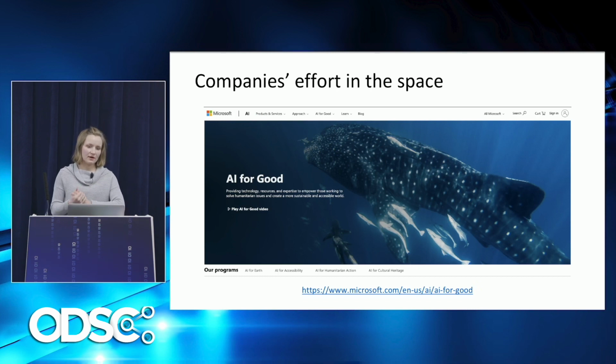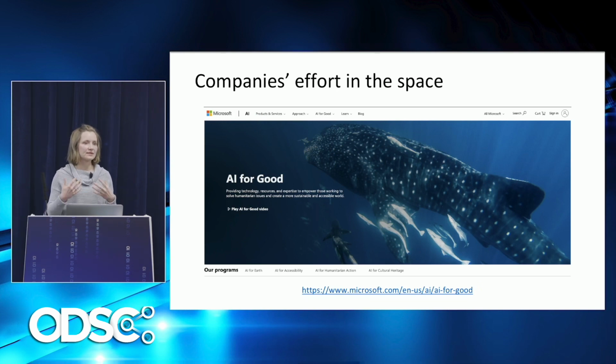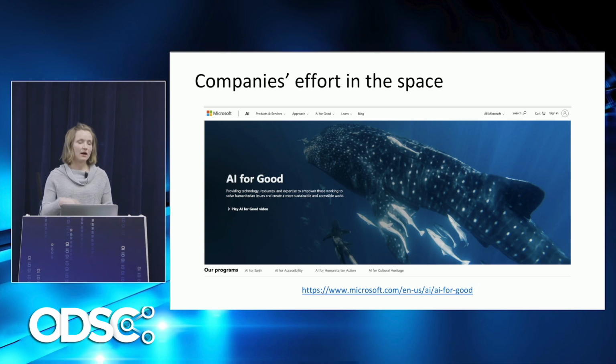Microsoft is also doing a lot of work in the space, and they have the division AI for Good. It has four different programs: AI for Earth, where they mostly look at conservation, AI for accessibility, humanitarian action to help with disaster response, and AI for cultural heritage. They also have grants, so if you would like to do something great in the space, you can apply.